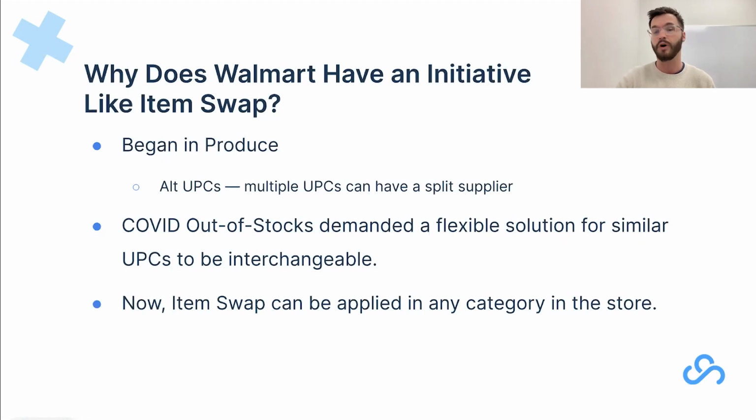But from Walmart's perspective, the shelving level is one of these areas. How can we make sure that there's always something that's facing the customer? So it started in produce, but then it grew out of that to a variety of other categories in the store. And now it is universal.